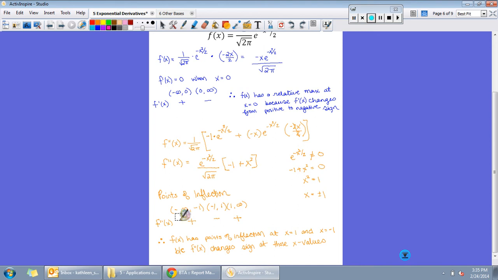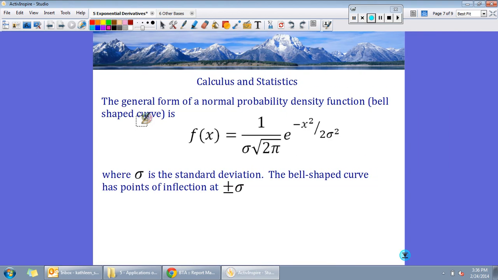The second derivative, you're just looking for a sign change, which is on this graph going to happen at -1 and 1. So f of x has points of inflection at -1 and 1 because the second derivative changes sign at those x values. In case you're interested, this equation that we took the derivative of on the previous slide is a normal probability density function that they use in AP statistics.